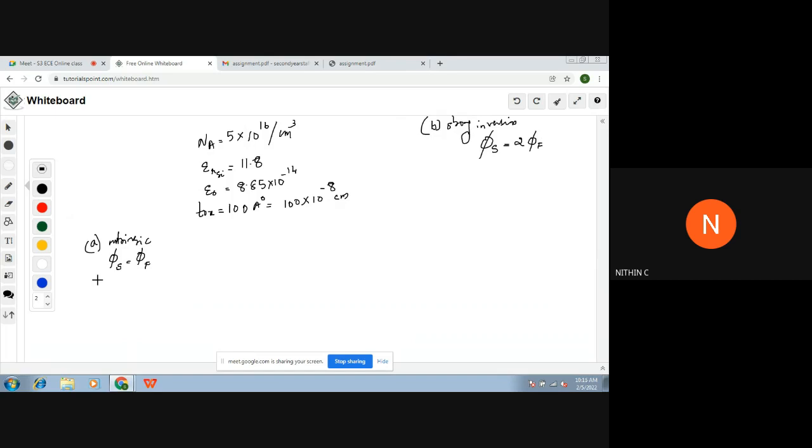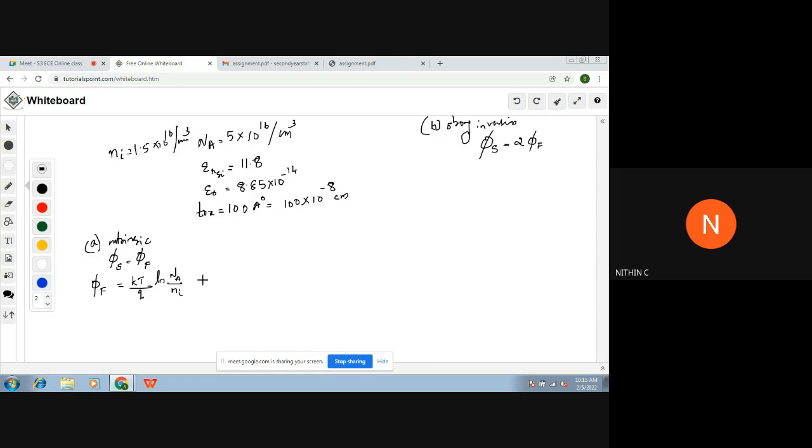So you can find the phi f value first. Whether it is phi f or 2 phi f, you need to find the value of phi f initially. You know the expression for phi f, try to do that yourself: Kt by q ln Na by Ni. For silicon, you can write the Ni value: Ni is equal to 1.5 into 10 raised to 10 per centimeter cube. We can directly do this.